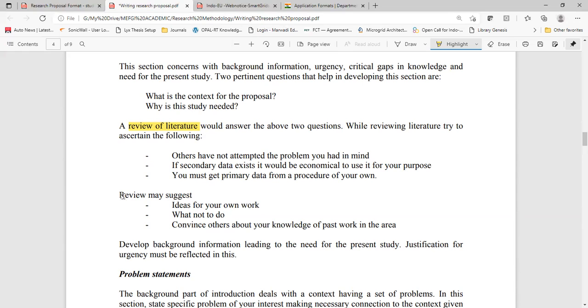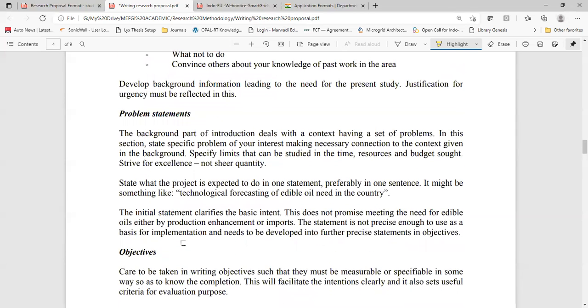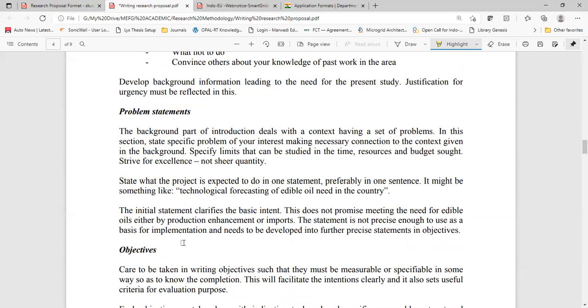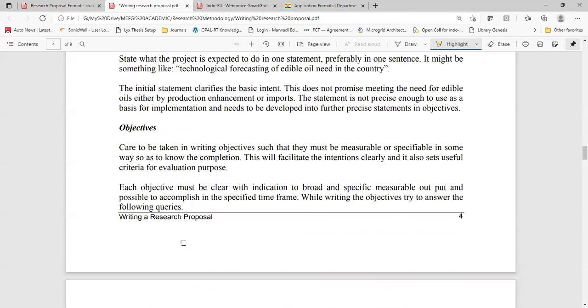Review will also suggest your idea for your own work, and they will convince about the knowledge in that area. Then the problem statement. Problem statement means what exactly your project is going to do. And then objective.